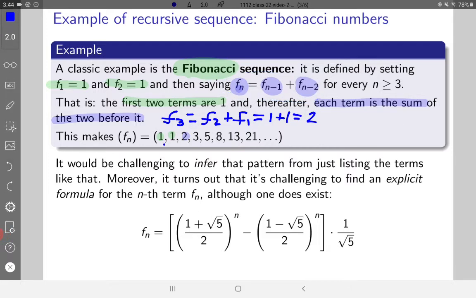Or in other words, the one before it and the one before that add up to 2, and that's why I get 2 as the third term in the sequence. Continue the pattern there. 1 plus 2 makes 3. That's where that term comes from.